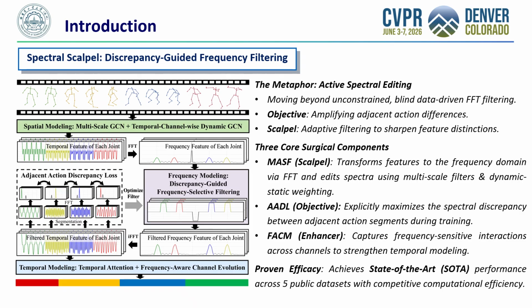Unlike previous blind data-driven filtering, our approach performs active spectral editing guided by explicit objectives. As shown in the figure, you can think of it as a surgical procedure. Our scalpel is the MASF module, which transforms and adaptively edits the frequency spectra at multiple scales. Our surgical objective is the AADL loss, which explicitly maximizes the spectral discrepancy between adjacent actions. Additionally, we introduce FACM to capture frequency-sensitive interactions across channels. Extensive experiments demonstrate that this framework achieves state-of-the-art performance across 5 challenging benchmarks while maintaining high computational efficiency.